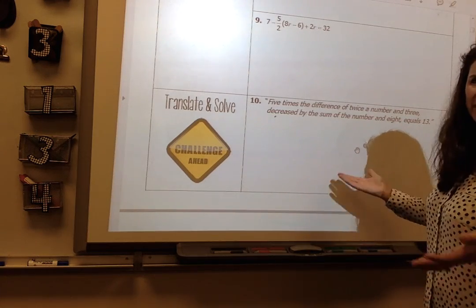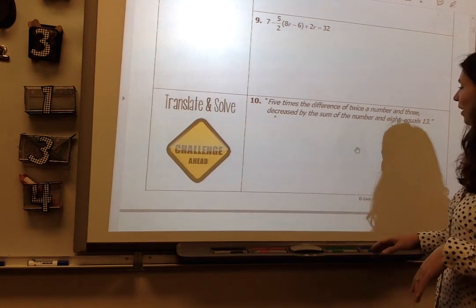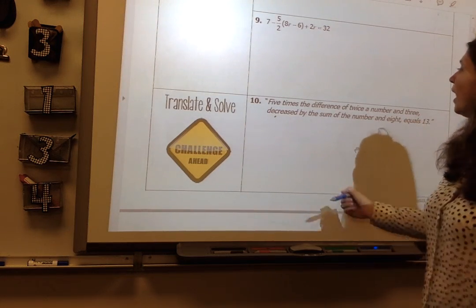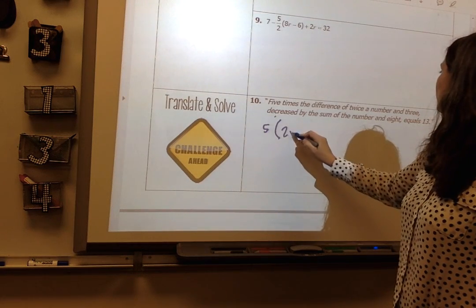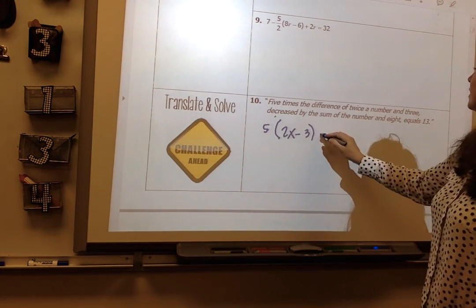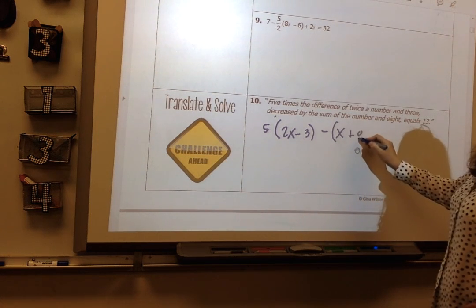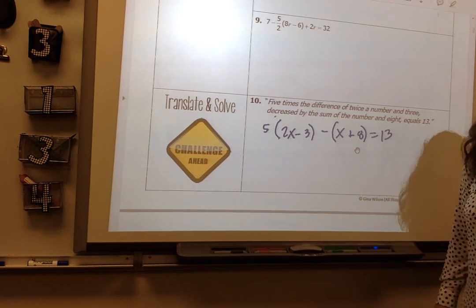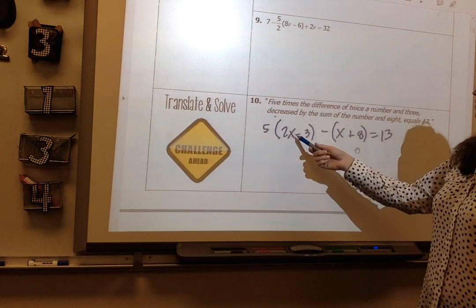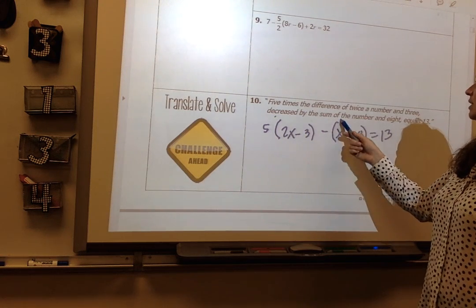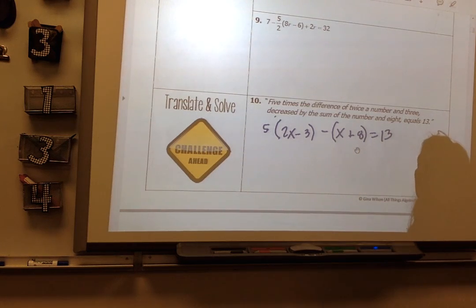Real quick, the challenge here is you can pause it and see if we get the same thing as I work through it, to give you a chance to do it. But now we're going to translate and solve. So 5 times the difference of twice a number and 3 decreased by the sum of the number and 8 equals 13. So see if you can read that and look at it. 5 times the difference of twice the number and 3 decreased by the sum of the number, which is x, and 8, it equals 13.